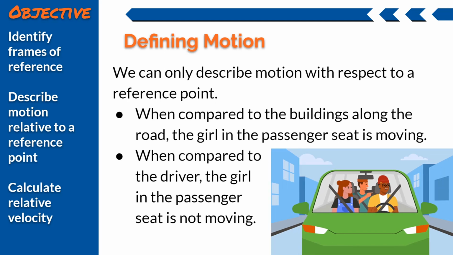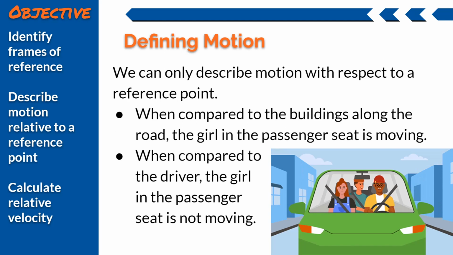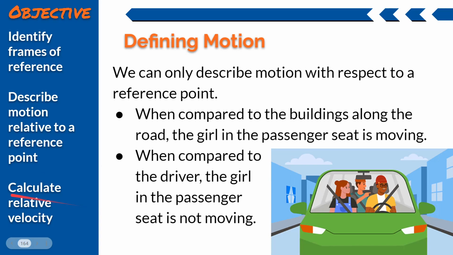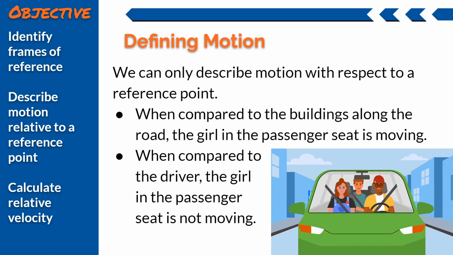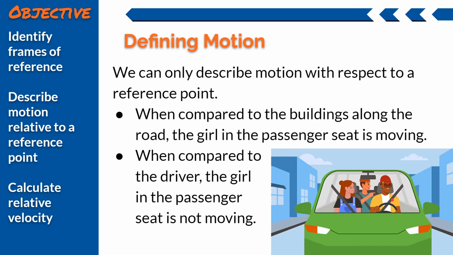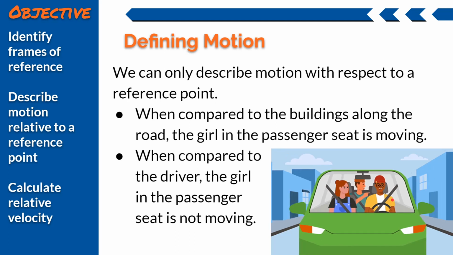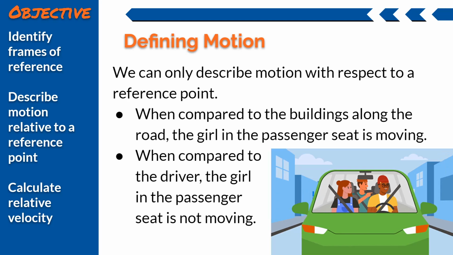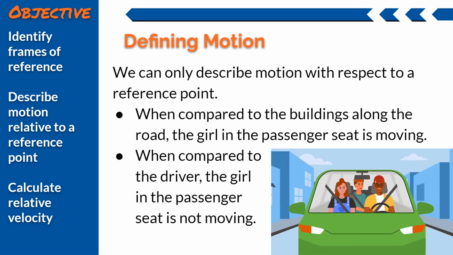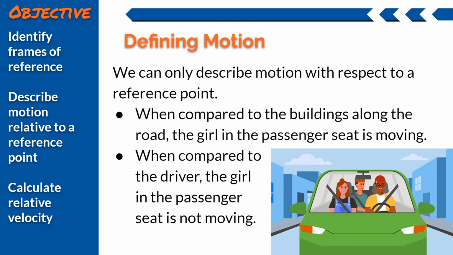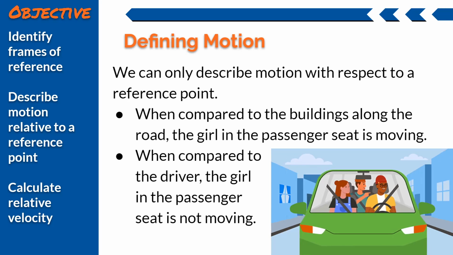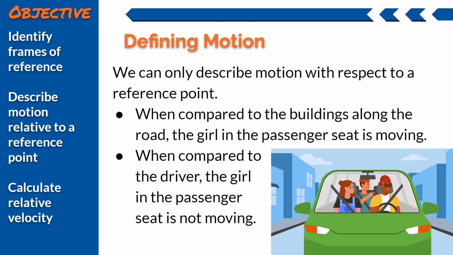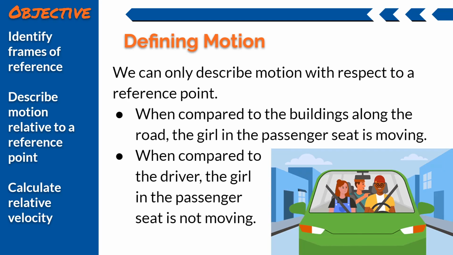When compared to the buildings, if you look at this image, when compared to the buildings along the road, the girl in the passenger seat is moving, because relative to those buildings, she's in motion. But if you compare her motion to the driver, this is just like the warm-up question, then you might say that she's stationary. It's the same thing as you next to your neighbor, except now the car in this warm-up was planet Earth in the warm-up. Okay, and so you have two people sitting in a moving object, or you have this room full of people sitting on a moving planet. Okay, but same thing, you look at your neighbor, they don't appear to be moving, but relative to the sun, they absolutely are.